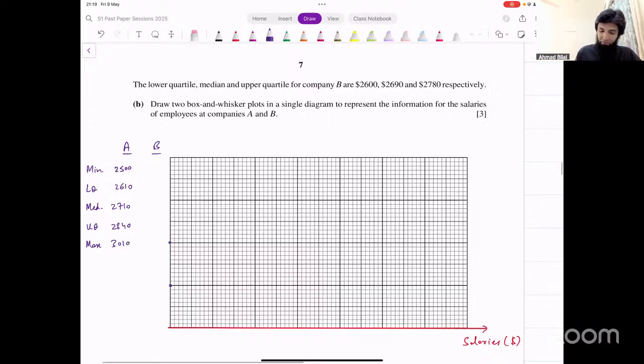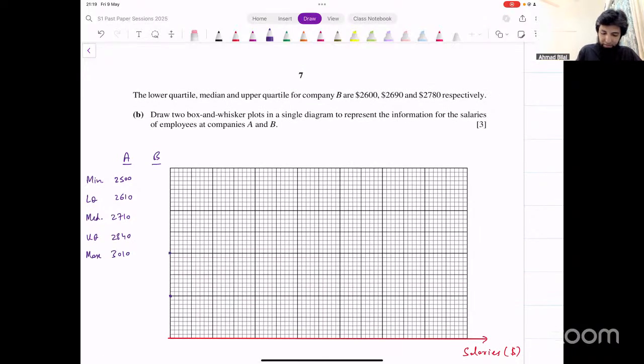This is the data that we've got for A. For B, what's the data? The lower quartile is 2600. I would recommend that you do this part at the end of the exam.